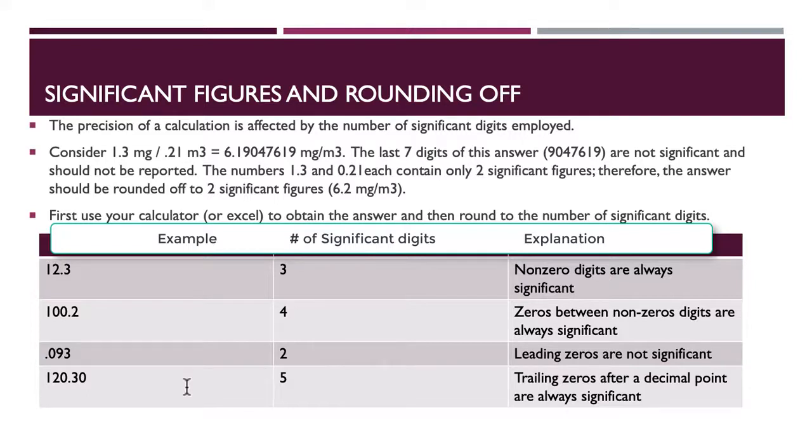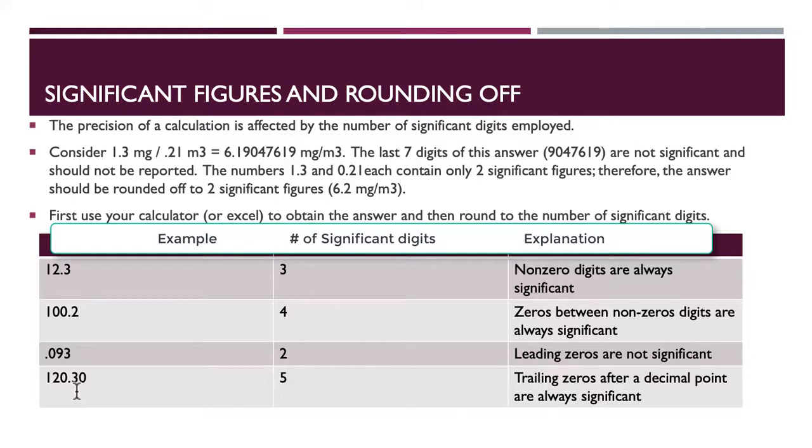So to review our rules, all non-zero digits are always significant. All non-zero digits are significant, even if there are zeros in between those numbers. If you have a decimal point, the leading zeros are not significant. So in this example, only 2 of these digits are significant. And finally, in the last one, if you have zeros after a decimal point, that last trailing zero is considered significant.